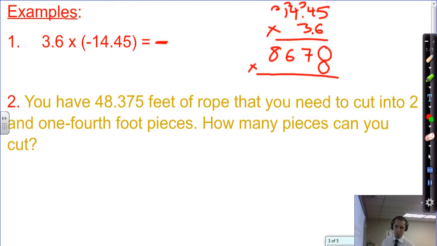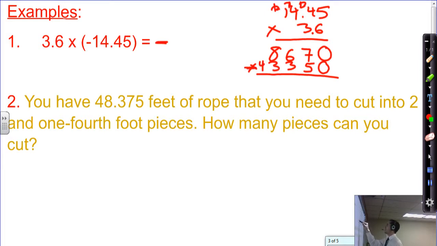So it's kind of like we're multiplying by the tens place now, the 3 in the tens place. So we need that placeholder 0 in the ones place because we're ignoring the decimals to start. 3 times 5 is 15. 3 times 4 is 12 plus 1 is 13. 3 times 4 is 12 plus 1 is 13. And 3 times 1 is 3 plus 1 is 4.